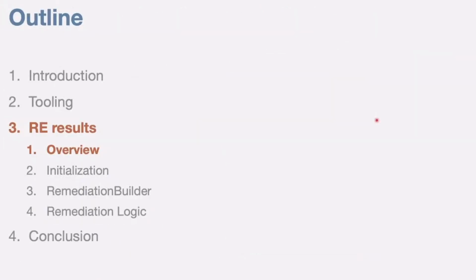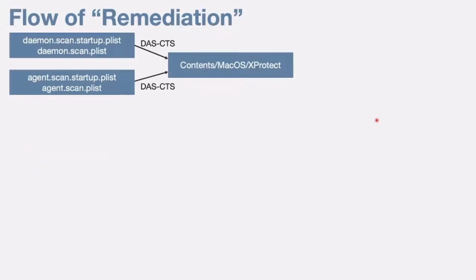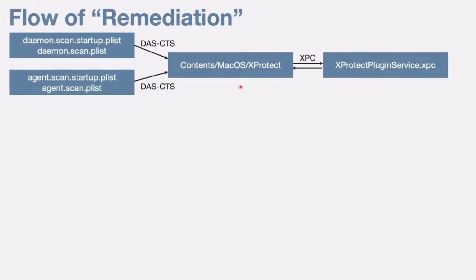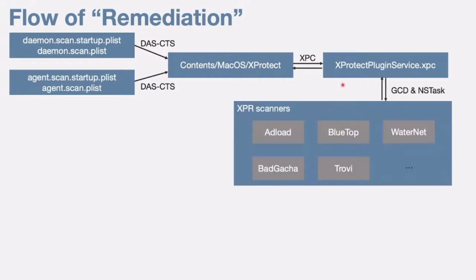Okay, next, let's move on to the reversing results. First, I will give an overview of how remediation works. The macOS XProtect binary is registered as both a launch agent and a launch daemon. Its execution is scheduled by CTS, which is a background task scheduler that runs processes based on the available resources and system activities. When the XProtect binary runs, it sends an XPC request to the XProtect plugin service, which then kicks off the XPR scanners one after another.